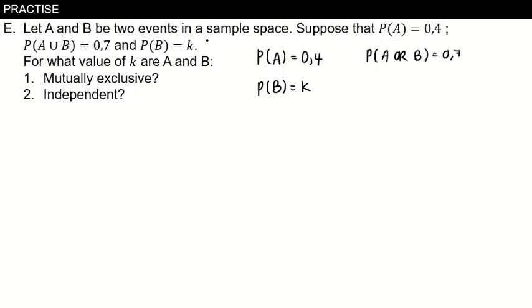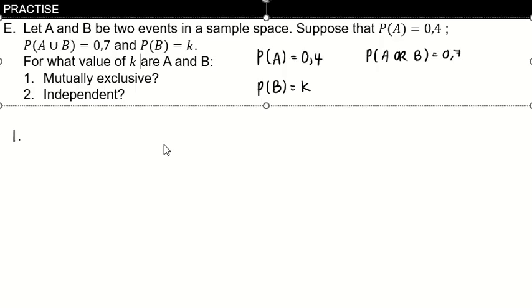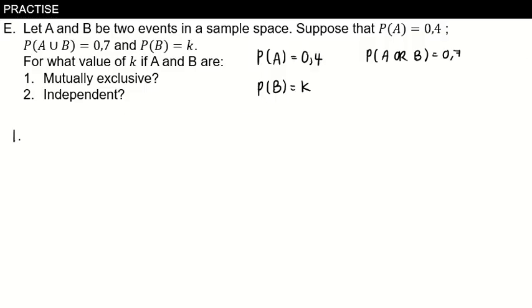And again, they haven't said anything about these events. What they are asking for: find the value of K if A and B are mutually exclusive. What do we know about mutually exclusive events? We know that the probability of A and B is equal to 0. So find the value of K if these two events are mutually exclusive.